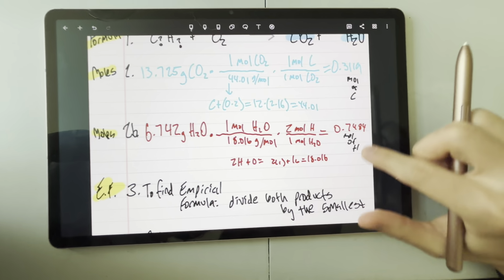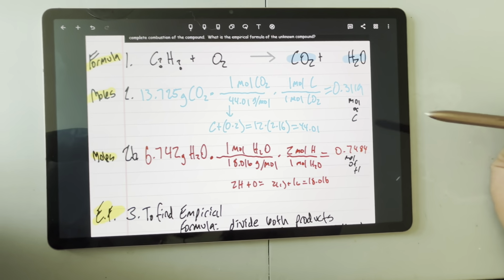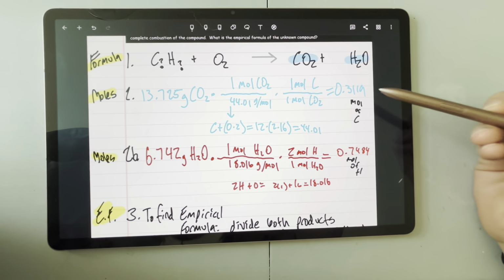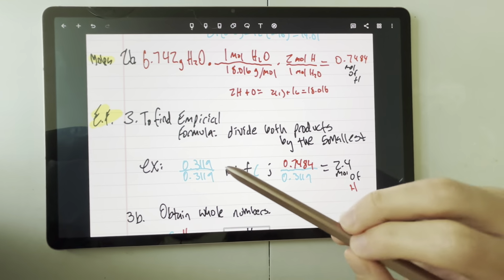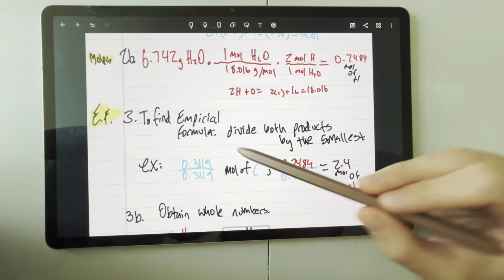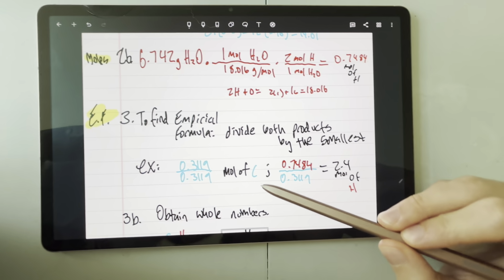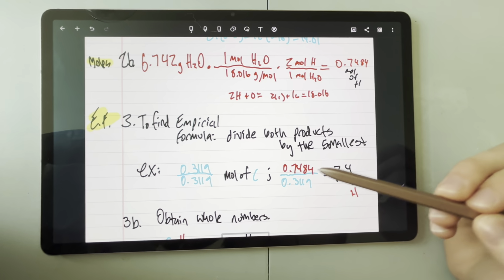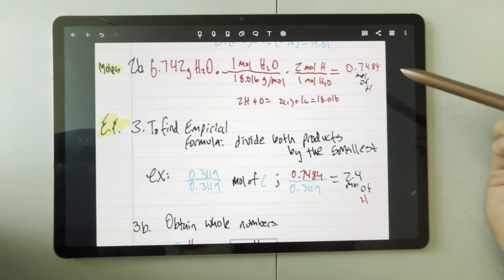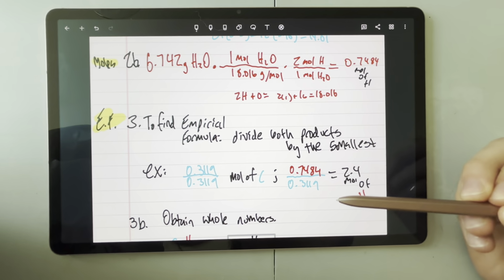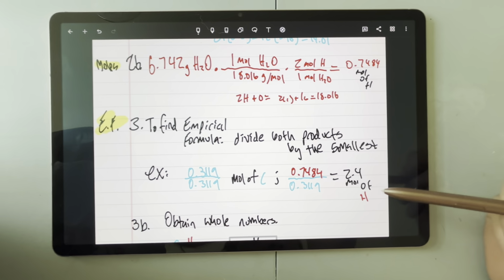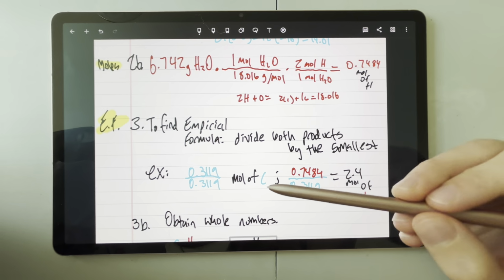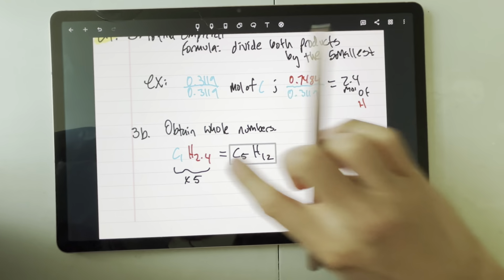So we look at these two. Which one's the smallest? Pretty hard question, huh? It's that one. So, color-coded. So we have C over C, right? To get the moles of C, that's obviously 1. So we're going to have C1 down here. And you have 0.7484, which is the hydrogen, divided by the carbon. That's going to get you 2.4 moles of hydrogen. We have 1 mole of carbon. Put that over here.